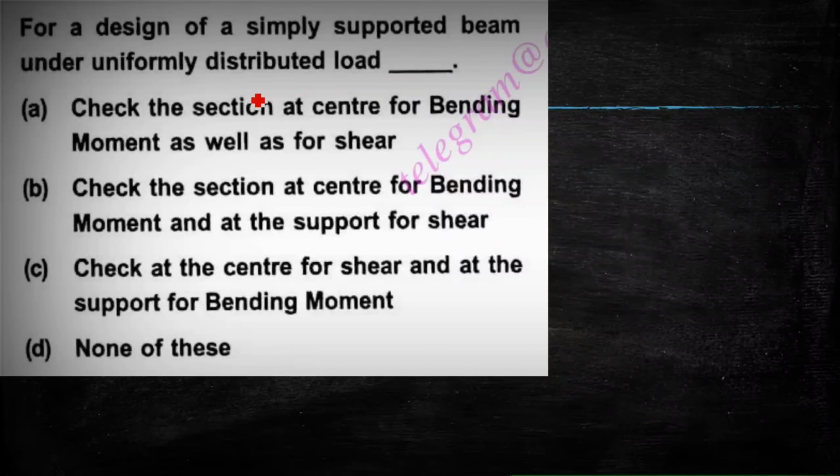Moving to the next question, we have for a design of a simply supported beam under uniformly distributed load, option A, check the section at center for bending moment as well as for shear. Option B, check the section at the center for bending moment and at the support for shear. Option C, check the center for shear and at the support for bending moment. None of this. As we know, in case of a simply supported beam, the maximum bending moment occurs at the midspan and the shear is maximum at the support. So option B is the correct option.